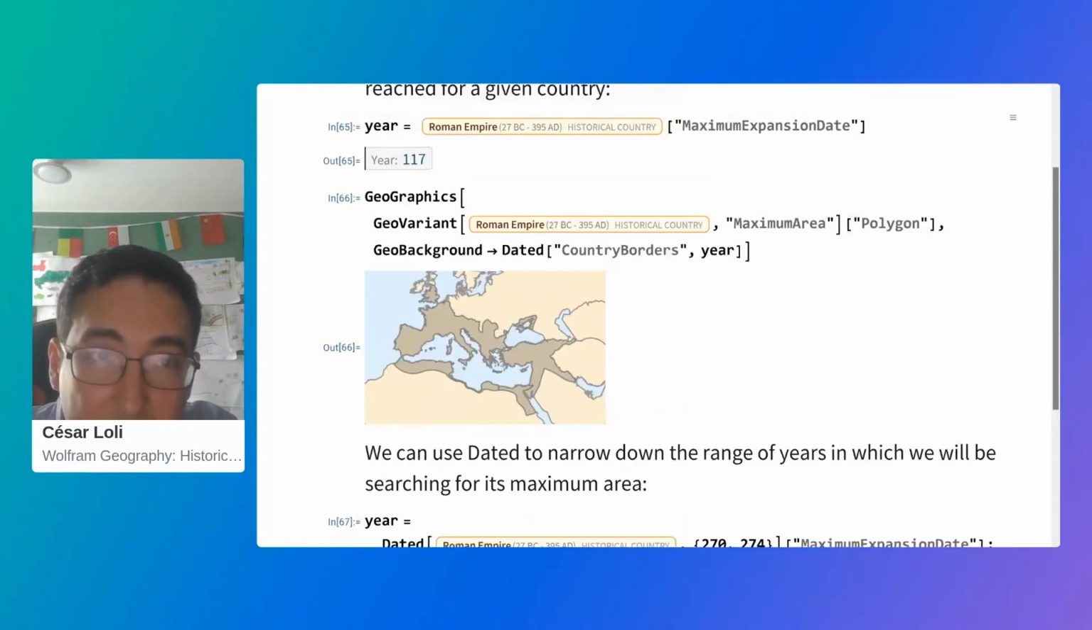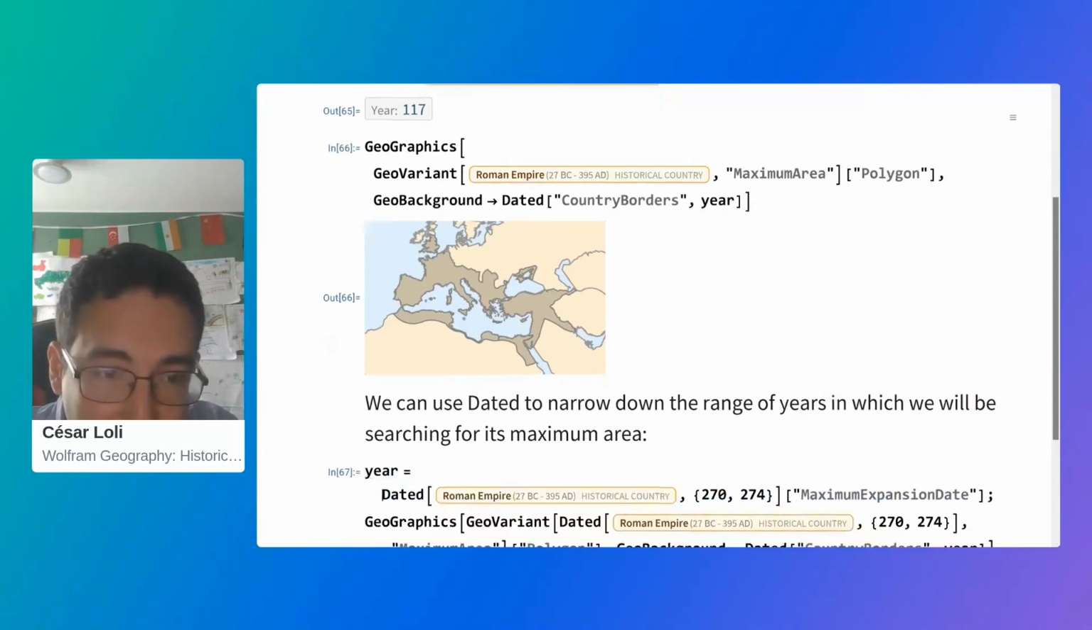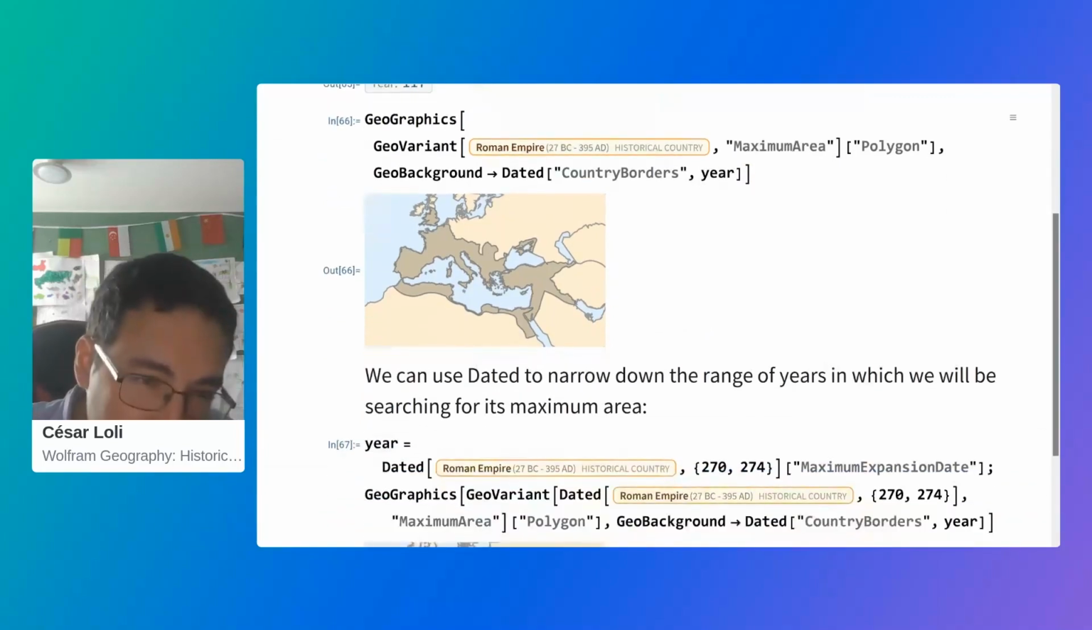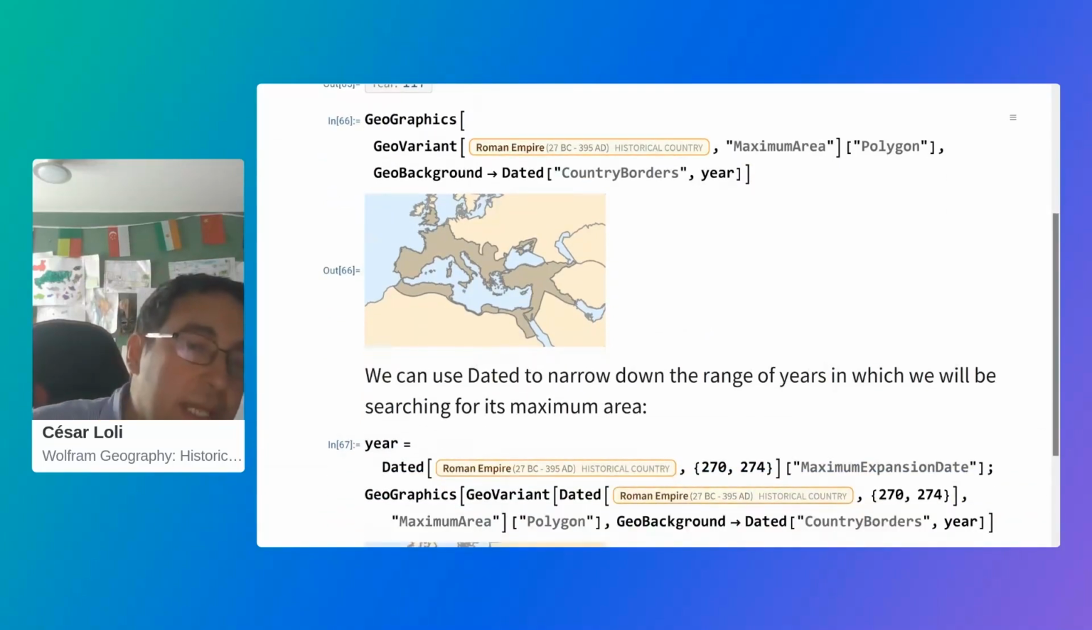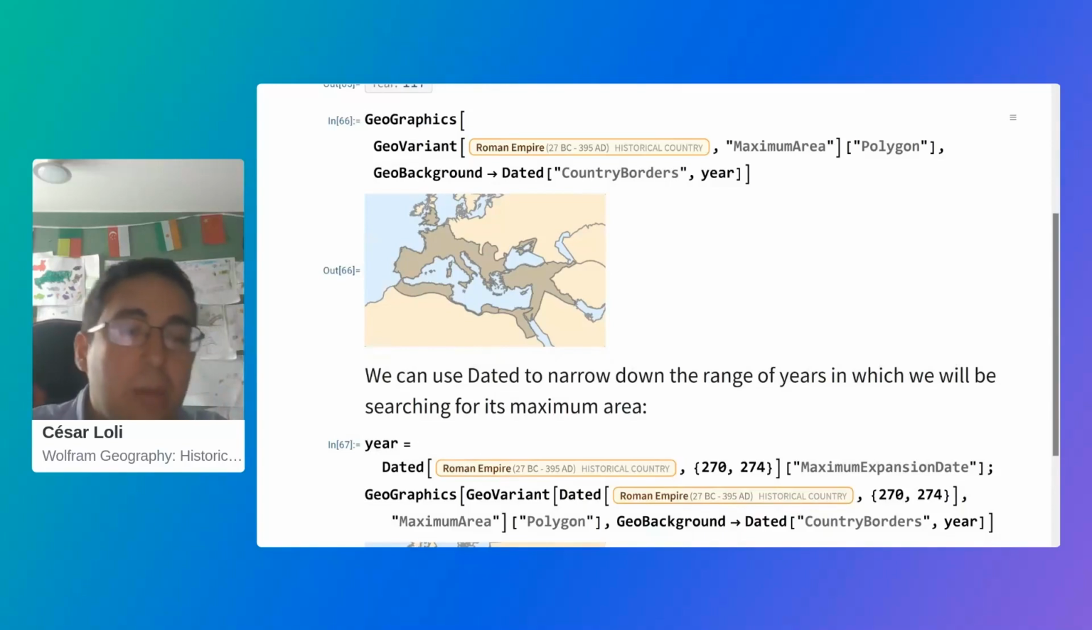This we can mix with the wrapper dated. The idea of the wrapper dated will be to narrow down the space where the entity is defined, well, the time, to a more specific set of times or a more specific interval in time.